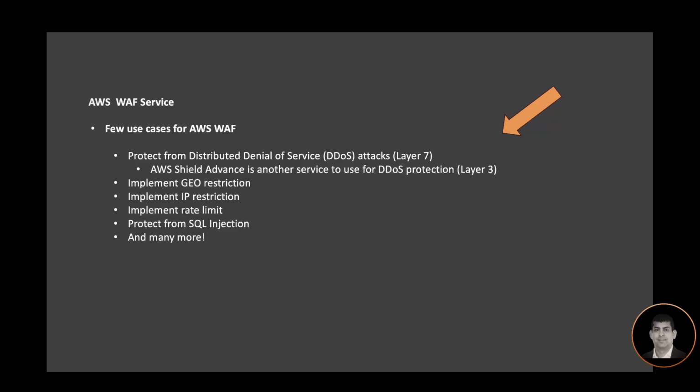So let's talk about a few of the use cases that we can support by using AWS WAF. One popular one is protection from DDoS attacks at layer 7. There is another service that AWS provides, AWS Shield Advanced, which is used for DDoS protection at layer 3. Other use cases are implementing geo restriction, building rules around IP restriction, implementing a rate limit for an API or any other resource for that matter, protection from SQL injection, and several other use cases.